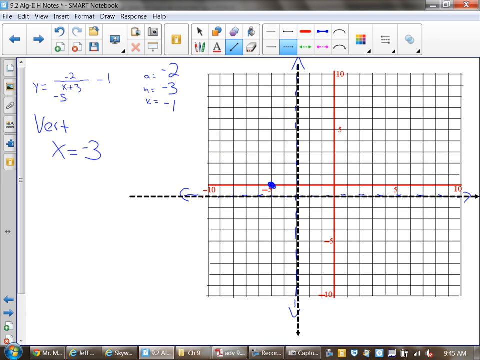Okay. Can I use -4? I mean, it's not the greatest, but it still works, right? All right, what's -4 plus 3? What's -2 divided by -1? What's 2 minus 1? So at -4, it's at 1. So I know that now, from just those 2 points, I can tell that my curve is going to start looking like this.